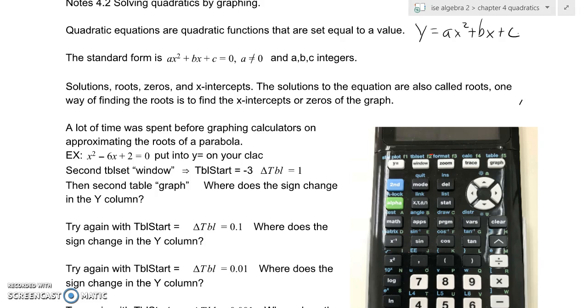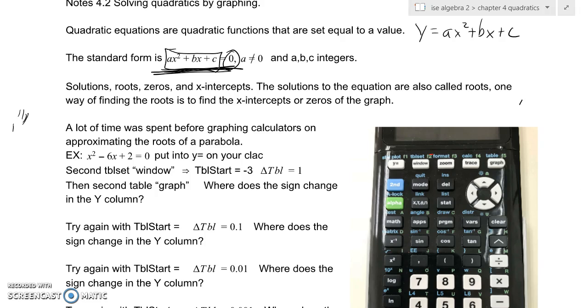Y equals ax squared plus bx plus c. When we have our y being 0, so when this equals 0 over here, we have 4 big words to know: solutions, roots, zeros, and x-intercepts. The solutions to the equation are also called the roots. So the equation part, the solutions, the x's that make that true, are also called roots.